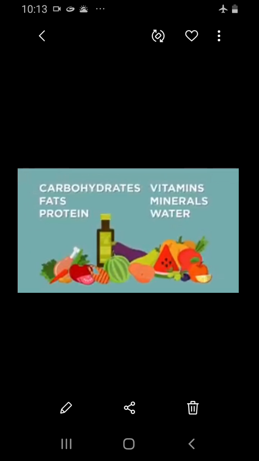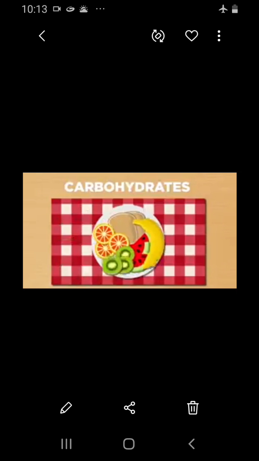So, when we talk about food or the nutrients, it is classified or divided on the basis of its content. So nutrients are classified into the following major groups. They are carbohydrate, fat, protein, vitamins, minerals and water. And water is also an essential nutrient, so it should be taken along with the food. So let's see one by one.